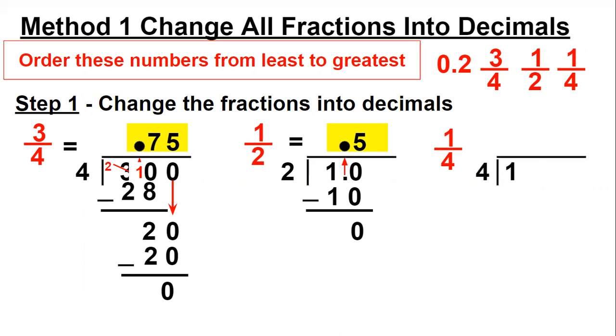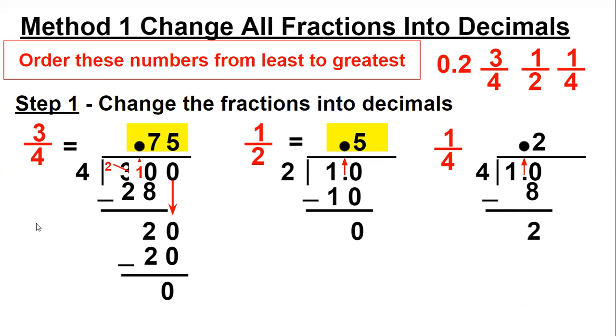We can't divide a 4 into a 1, so we have to add a decimal point and a 0. Divide the 4 into 10 after we put our decimal up there. Goes in there twice. 2 times 4 is 8. 10 minus 8 is 2.